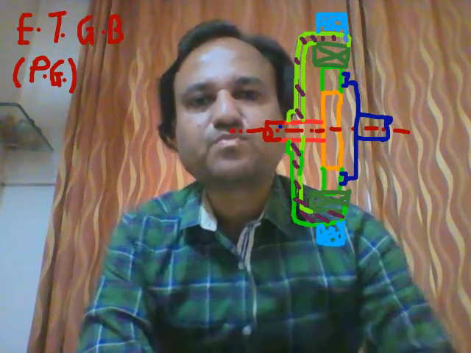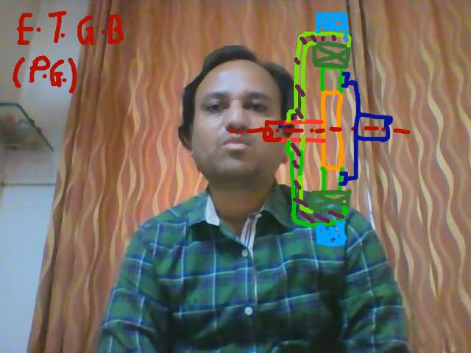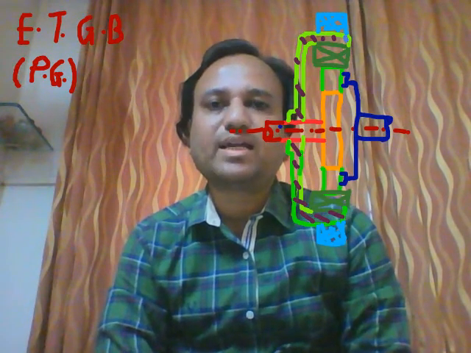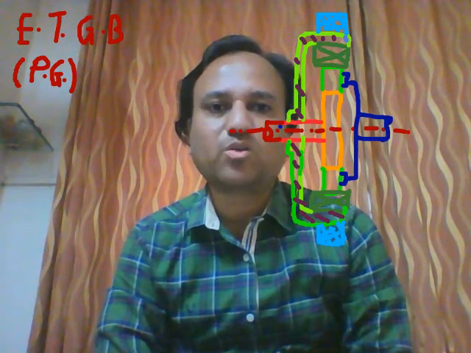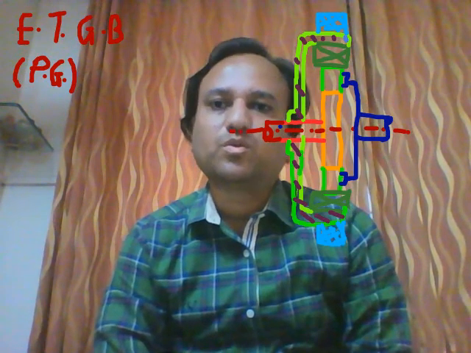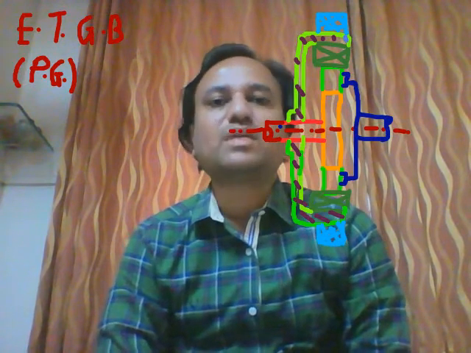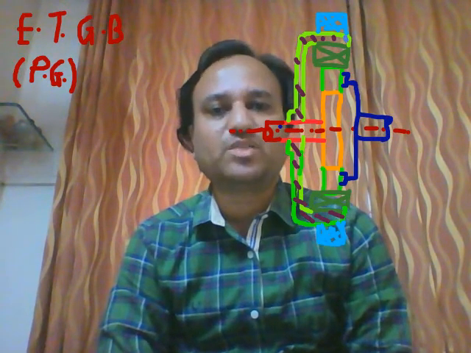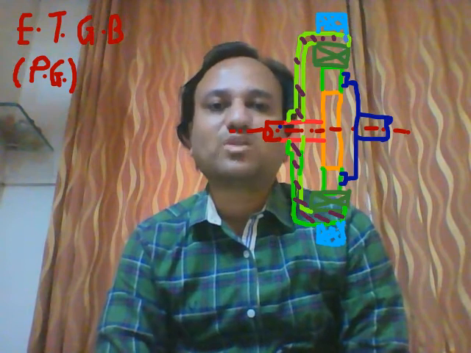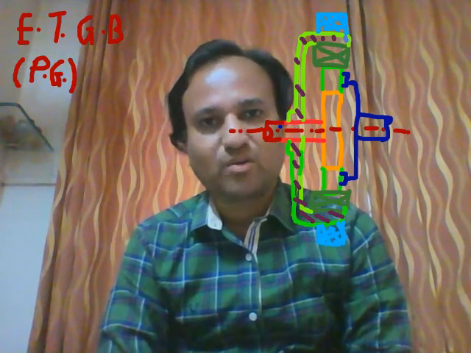Hello student, today we will discuss the epicyclic train type of gearbox. The epicyclic train type of gearbox is also called a planetary gearbox. This planetary gearbox is popularly used in semi-automatic or automatic transmission. It is the fourth category of gearbox which is used in a vehicle or automobile.